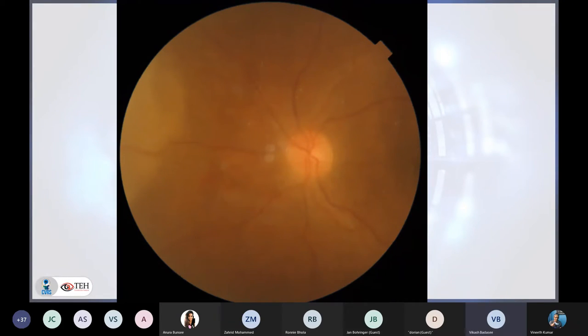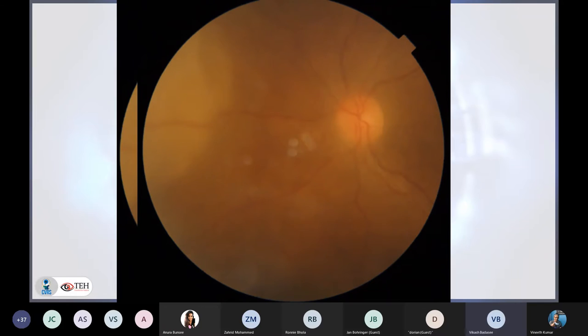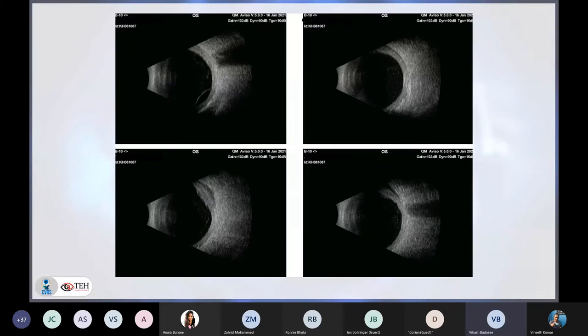Looking nasally, in the left eye we can see a white subretinal lesion nasal to the disc. Given the appearance of the blood vessel in this photo, it can be noted that the lesion is raised. There were no other abnormal findings on this photo, but we did a B scan.